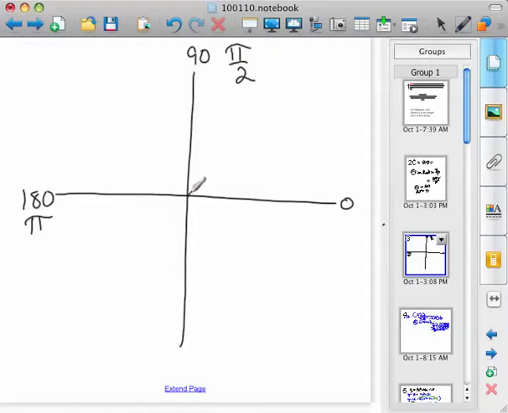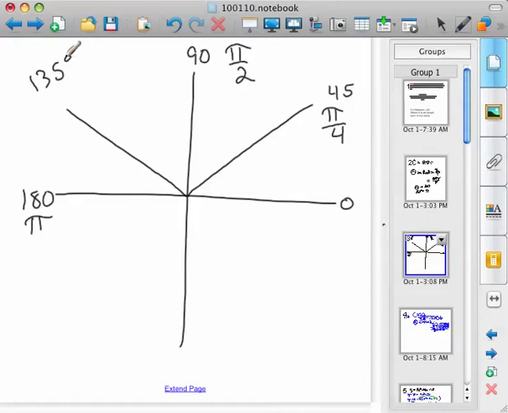How about 45 degrees? Well, 45 degrees is half of 90. That'd be taking pi over 2 divided by 2. So now we're down to pi over 4. We're cutting it into quarters. If you wanted 135 and wanted to convert that, you've got 1, 2, 3 quarters, or 3 pi over 4. Okay, 270, same reasoning.